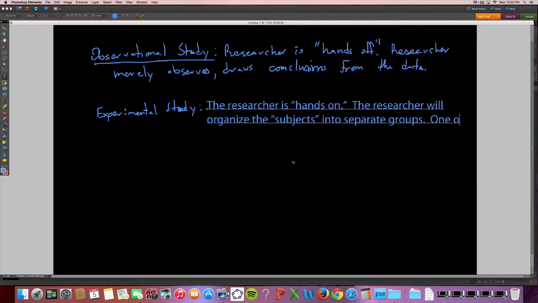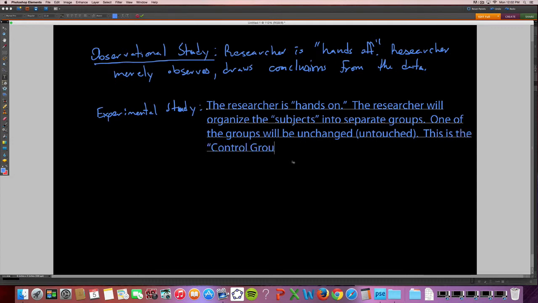One of the groups will be unaffected or unchanged, untouched. This is what we call the control group. Maybe in my experimental study, I think that a beverage I have you drink makes you run your mile faster. So I'll organize my class into two separate groups, and one of the groups doesn't get the beverage. They do what they normally do. That would be our control group.